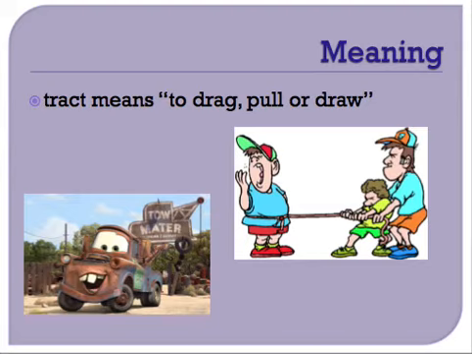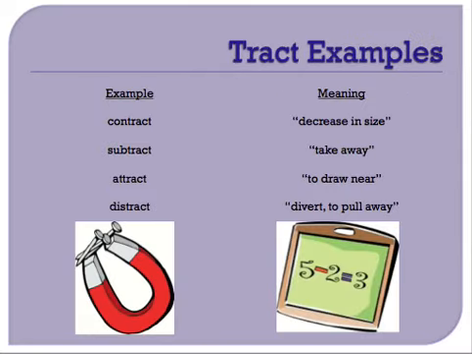Alright, the next Latin root we're going to look at is tract, which means to drag, pull, or draw. A few examples of tract. First one, contract, which means to decrease in size. The next is to subtract, which is to take away. The next example is attract, which is to draw near. And the final example is distract, which is to divert or to pull away.